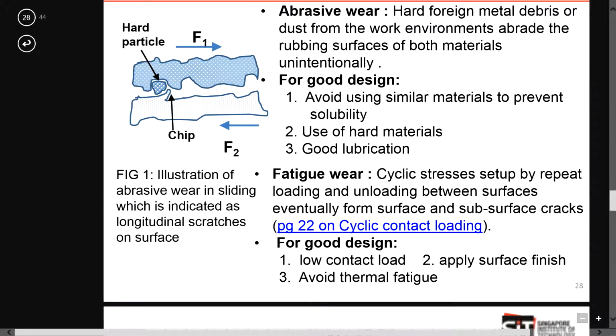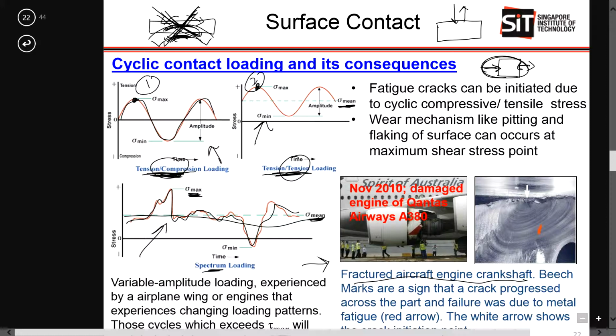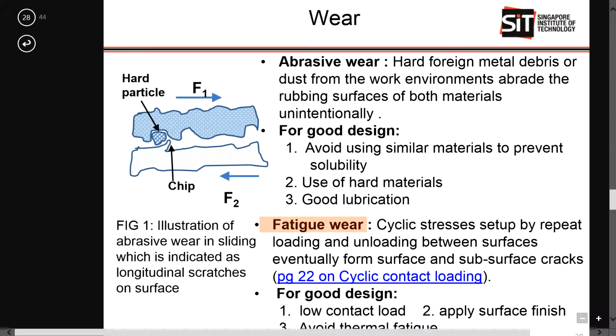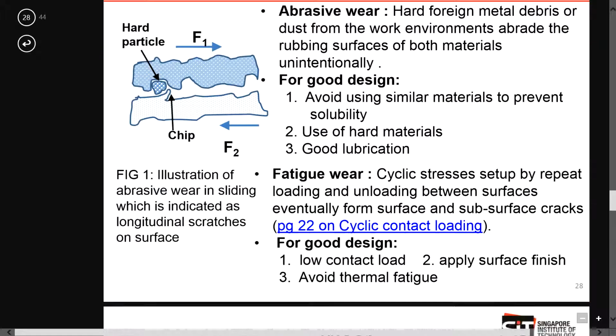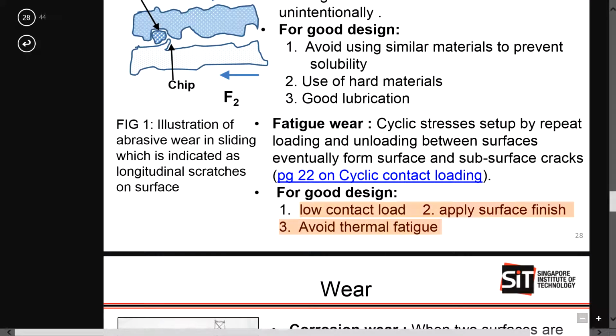Thick wear is very similar to cyclic contact loading. I repeat again, it's very similar to the cyclic contact loading, and I don't need to explain this. A low contact load is the contact between the load and the surface. This is the load W, and this is maybe your floor. So a low contact load over here will reduce the amount of fatigue wear. That's just the meaning, in case you may wonder.